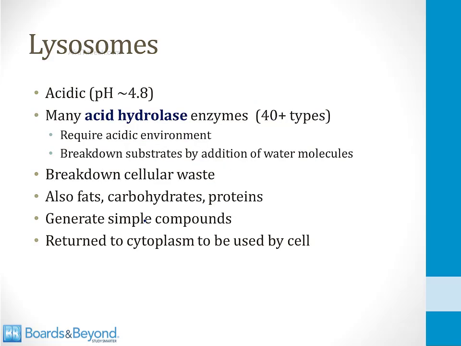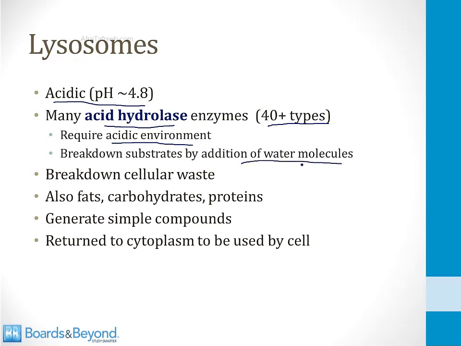Okay, so now let's talk about lysosomes in more detail. Lysosomes are famous for having a very acidic environment. The pH can be as low as 4.8 inside a lysosome. And as I mentioned before, they have many different enzymes called acid hydrolases. There are 40 plus types of these enzymes that have been described. They're called acid hydrolases because they require an acidic environment like is found in the lysosome, and they break down substrates by the addition of water molecules, hence the name hydrolase.